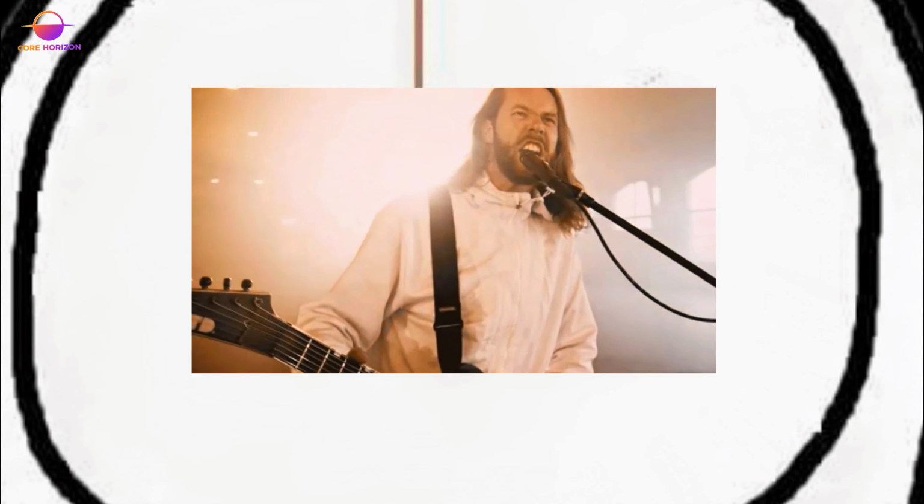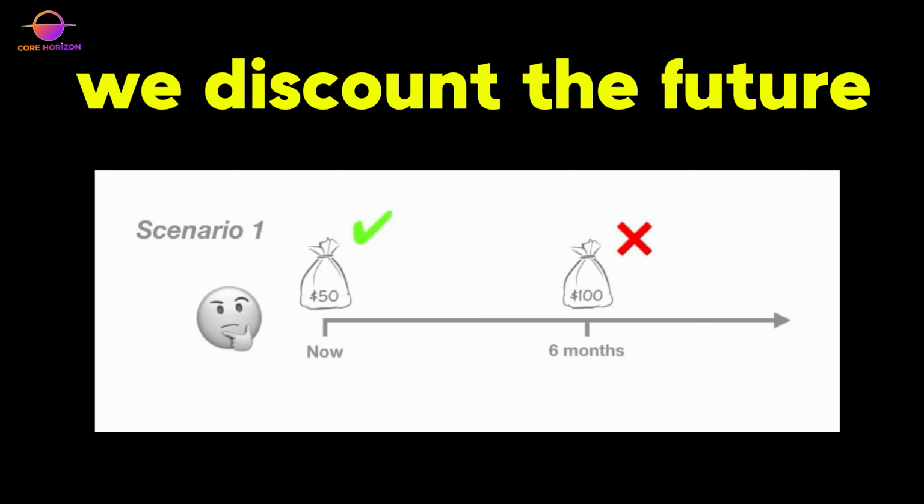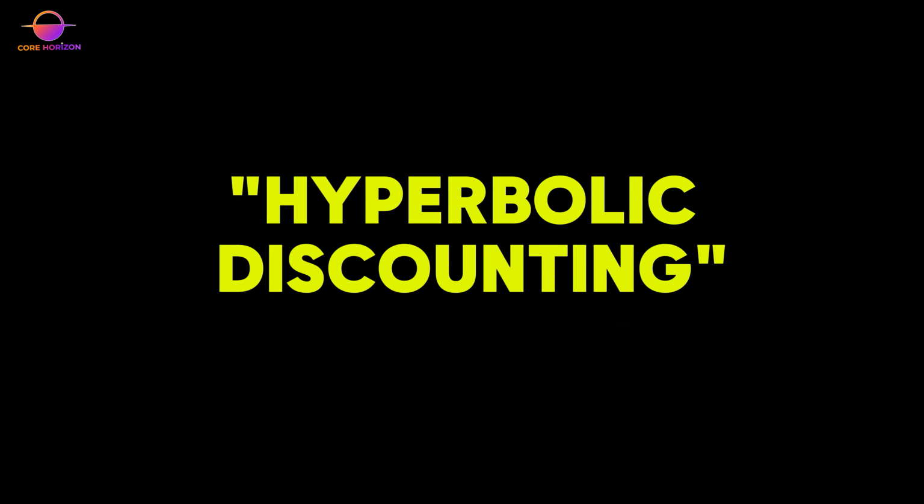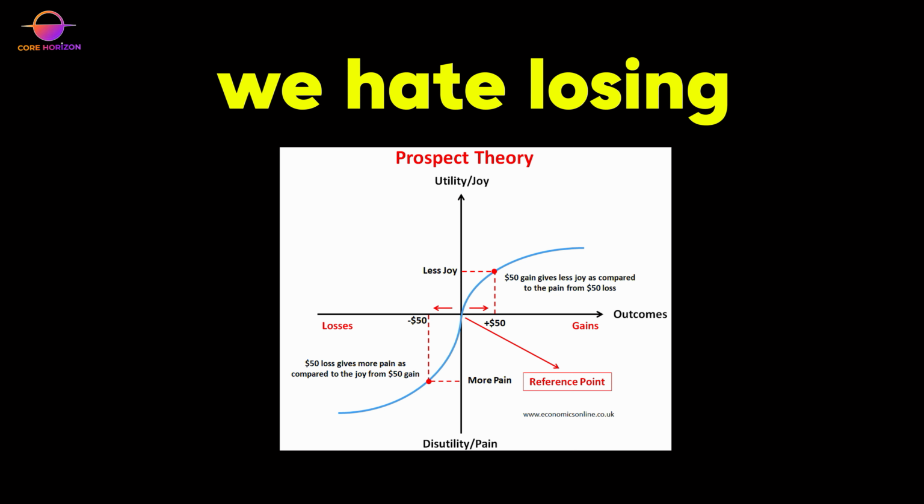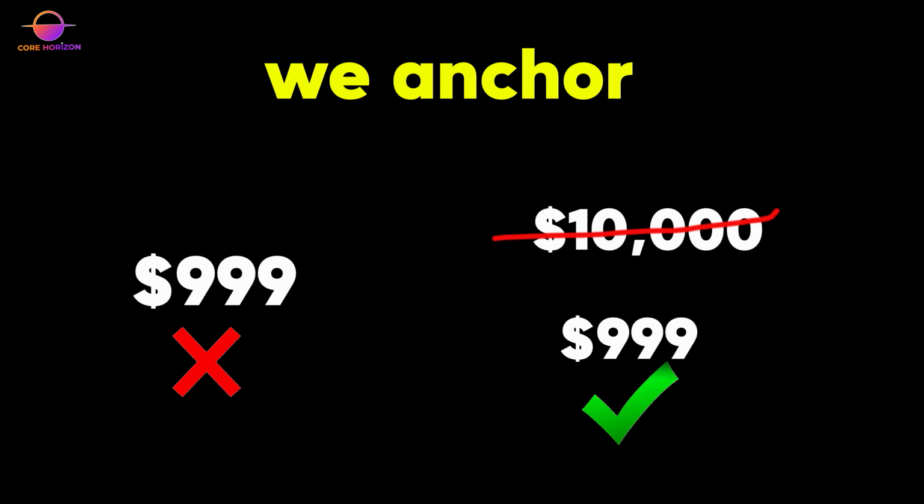Okay, but even rich countries act dumb. How? Why? To answer it, let's zoom into the average human brain. Enter behavioral economics. Traditional economics assumes humans are rational beings. LOL. Again, real humans are chaos merchants. We discount the future. $5 now feels better than $50 later. That's hyperbolic discounting. We hate losing. Losing $20 hurts more than winning $20 feels good. That's loss aversion. We anchor. If I say a phone costs $10,000, suddenly $999 looks like free.